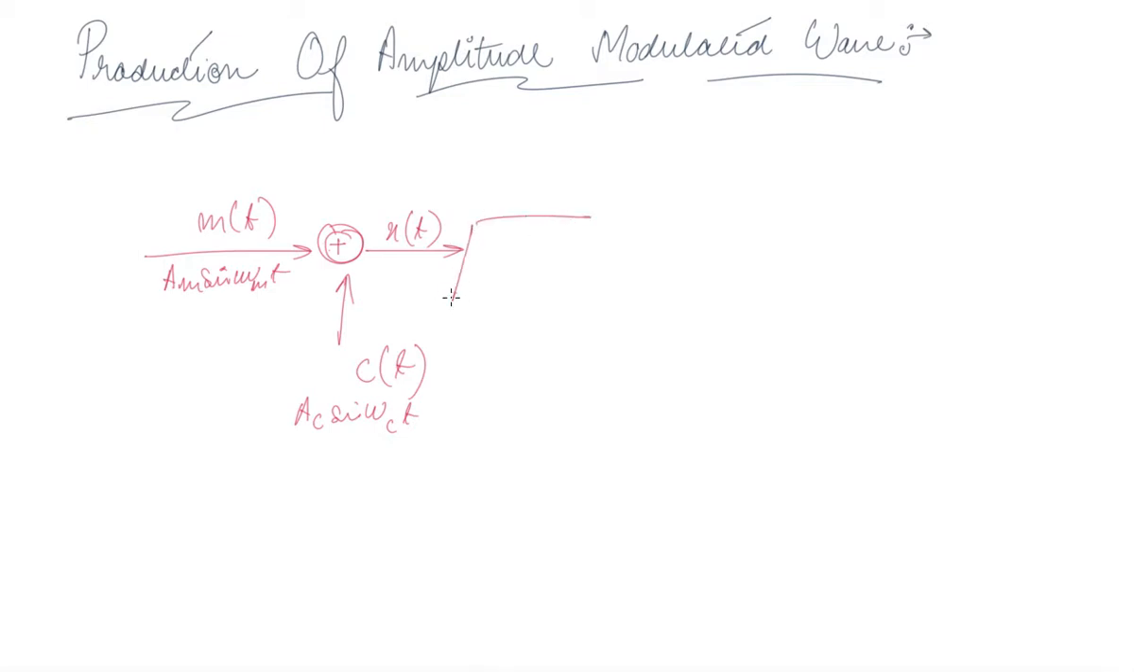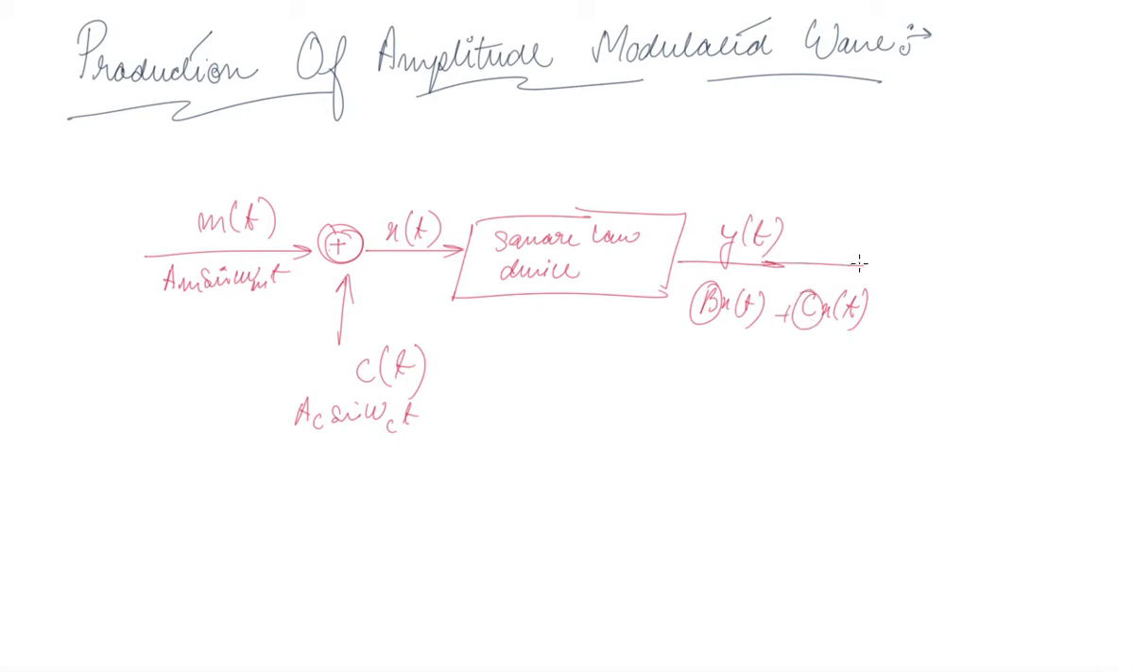Now you make it pass through the square law device. After that, you have a signal y of t coming out, that is b x of t plus c x square of t. After that, you have a band pass filter centered at, now this is a band pass filter.